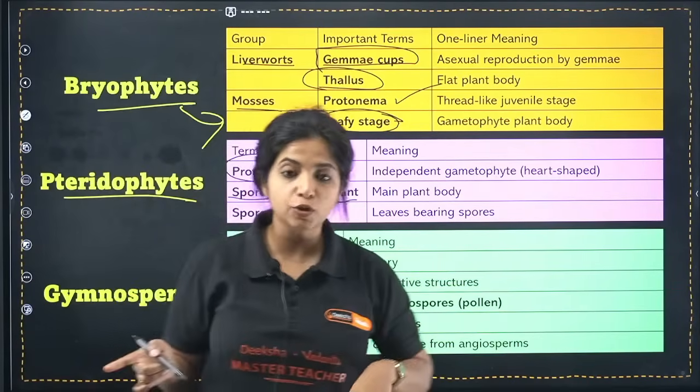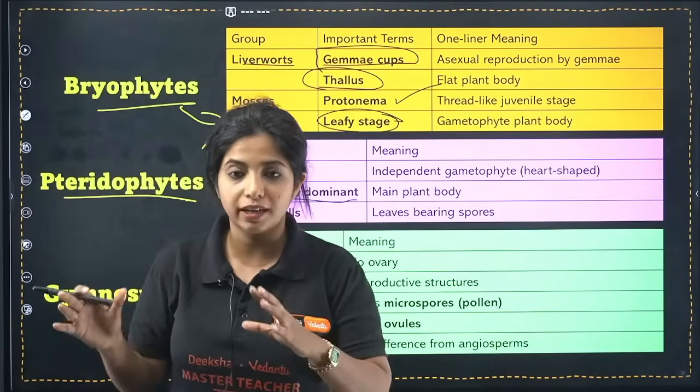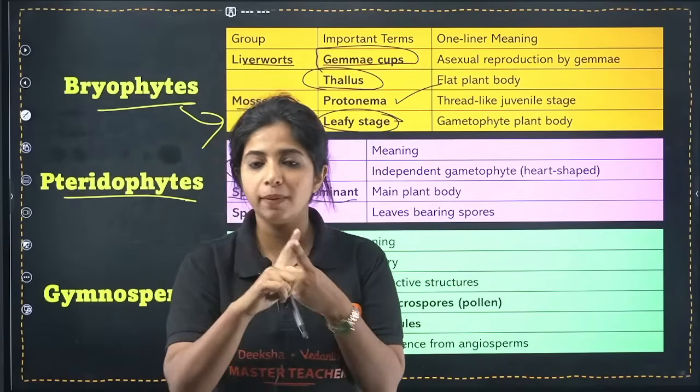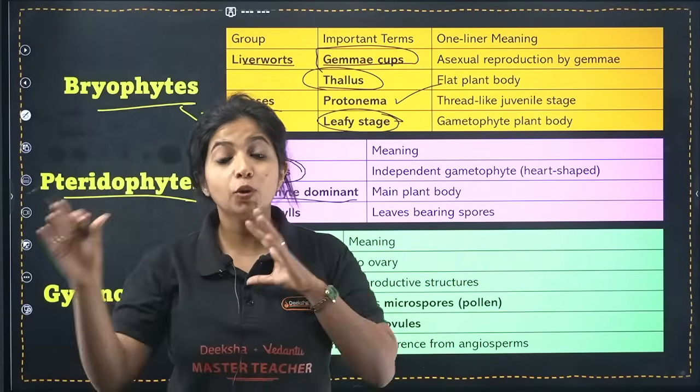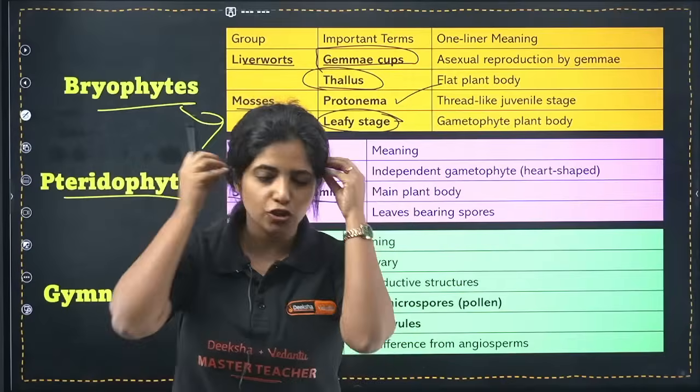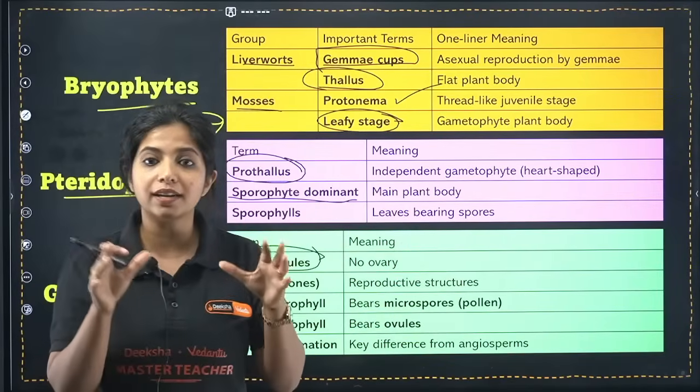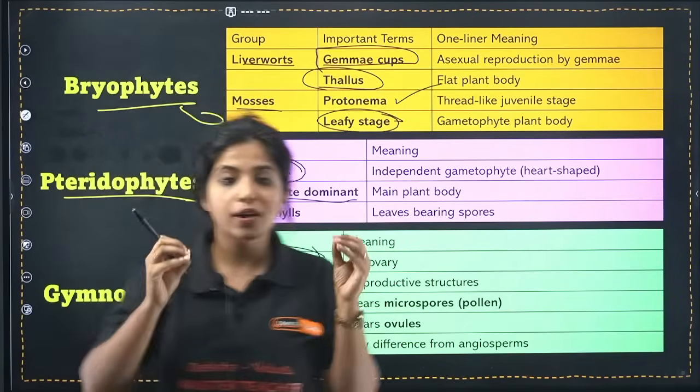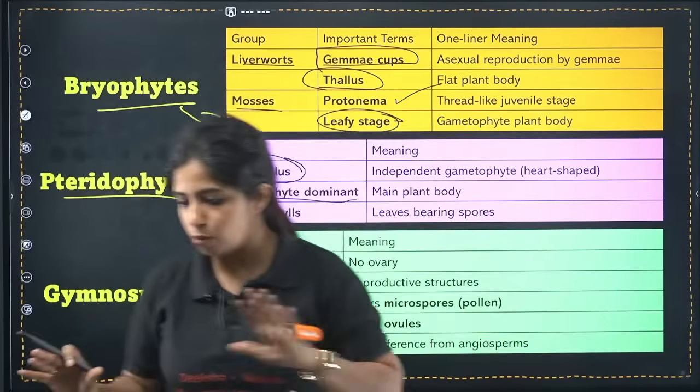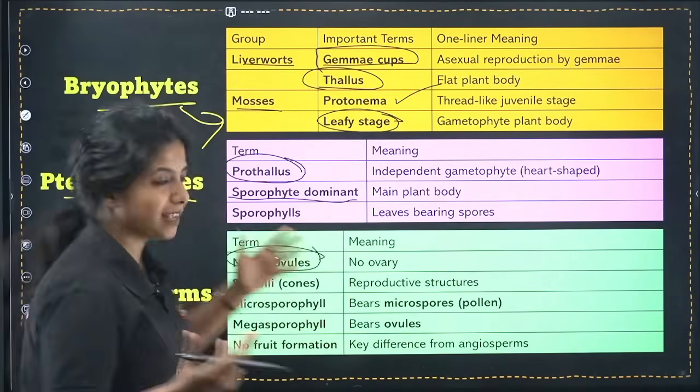Now, in the case of angiosperms, the unique thing is that they have double fertilization. Bryophytes, Baba, what do you have? Gamete cup, thallus, protonema, and the leafy stage. If at all you can remember, just remember. Pteridophytes, the unique thing that is there, prothallus. Now, gymnosperms, naked ovules. That's all. We cannot do anything else.